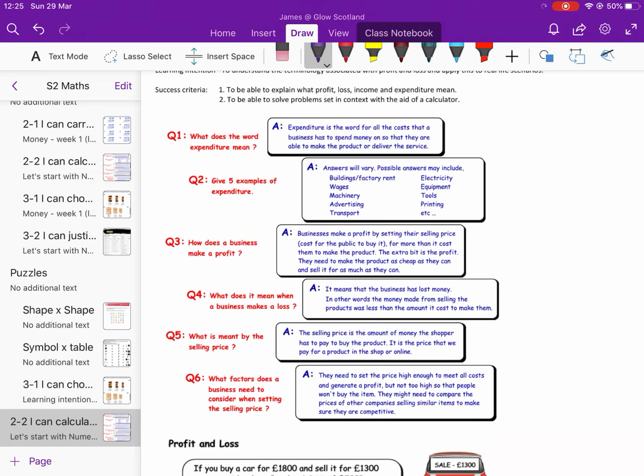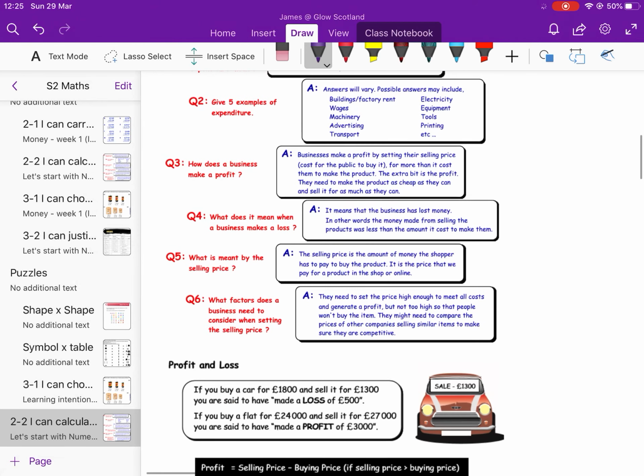Question 3 says, how does a business make a profit? So businesses make a profit by setting their selling price and the cost for the public to actually buy it for more than it cost the business itself to make the product. So the extra bit, the additional part, is the profit they make. They need to make the product as cheap as possible and then try and sell it for as much as they can. That way they're maximising their profit.